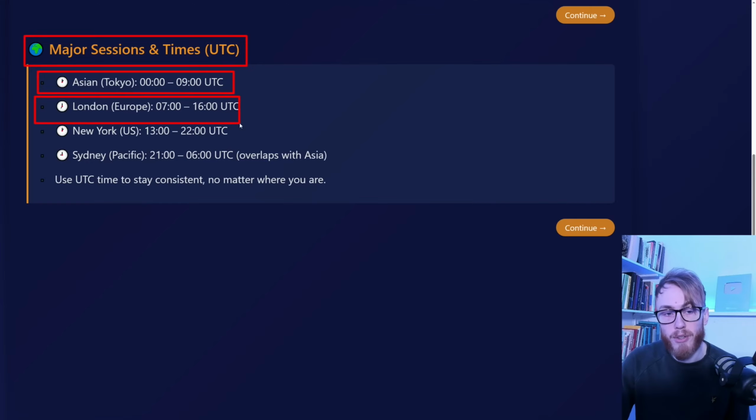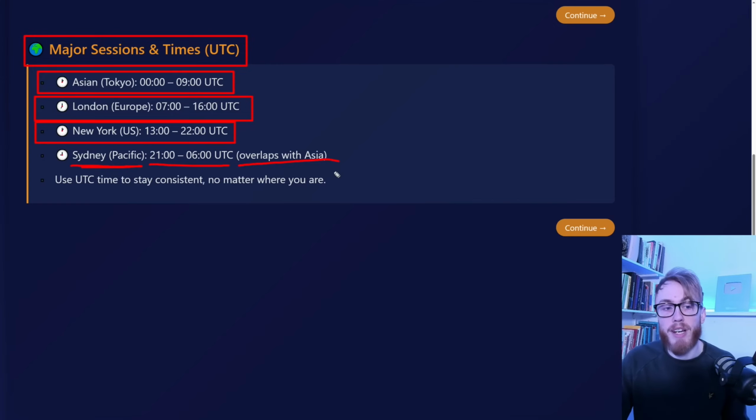Then we have the London session. This is basically my session, or I'm 1 hour away from London. And this session is from 7 to 16 UTC. The next major session, this is basically the largest session in the world, is the New York session. And this one goes from 13 to 22 UTC. Last but not least, we have the Sydney or Pacific session that goes from 21 to 6 UTC.